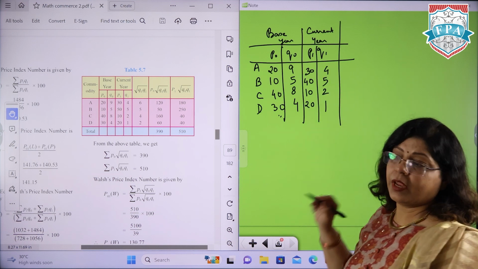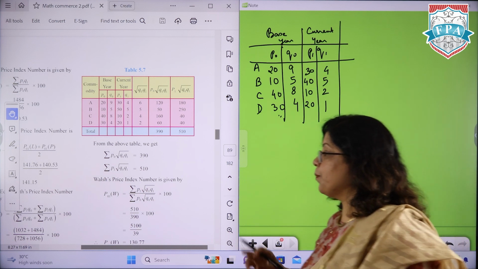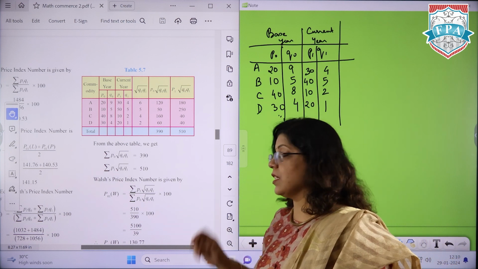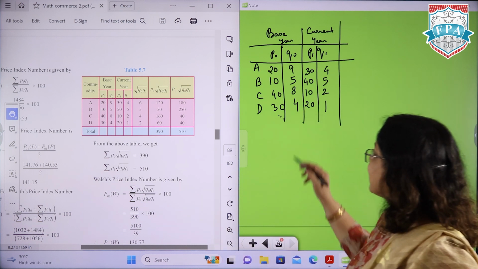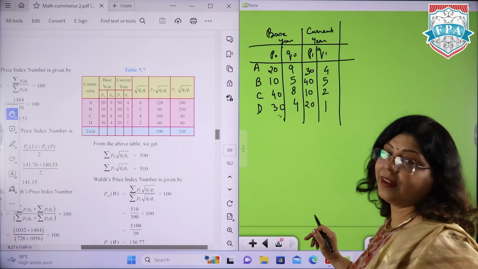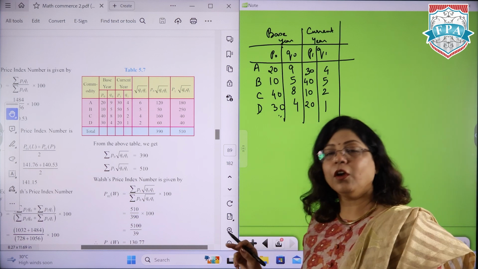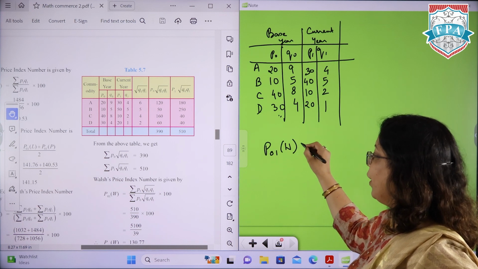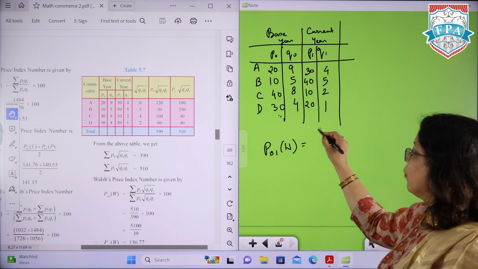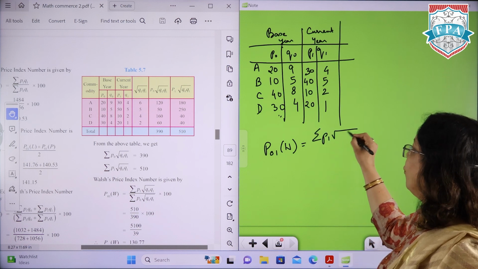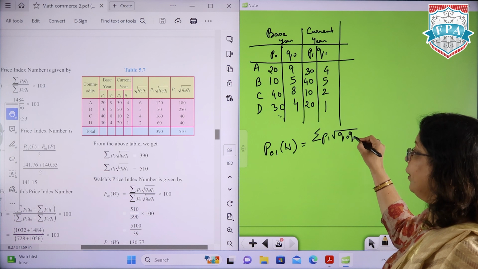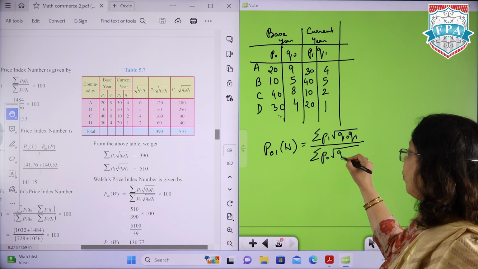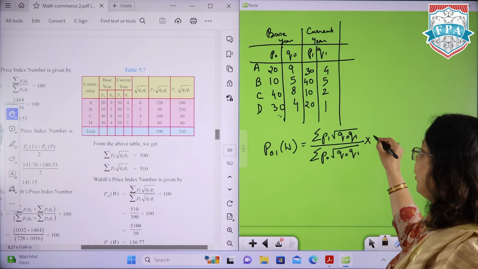Here in this question, they are specifically asking for the Walsh price index number. So as I said in the last one also, first write the formula and then start making the remaining columns. So when we write P01 for Walsh, W we are going to write in the bracket. It is actually ΣP1 under root Q0Q1 upon ΣP0 under root Q0Q1, that multiplied by 100.